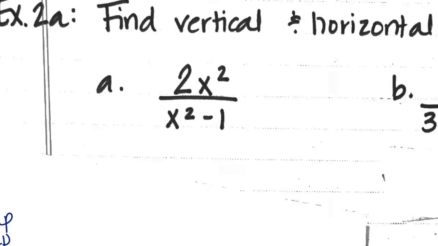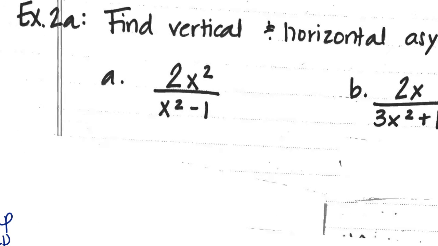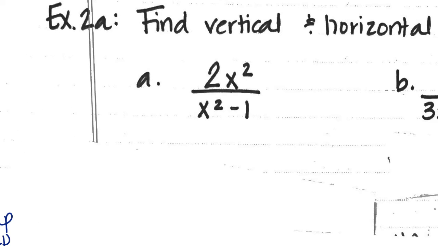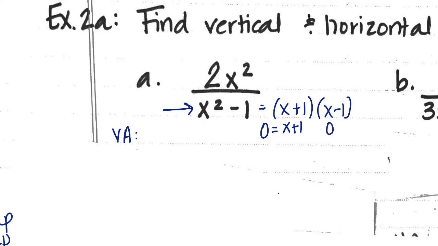So let's go ahead and find the vertical and horizontal asymptotes right here. If I have to find the vertical and horizontal asymptotes, first of all, I know the vertical asymptotes are in the denominator, and if I make that equal to 0, I know this could be factored to be x plus 1, x minus 1. If I set both of those equal to 0, notice when I solve, x is equal to negative 1 and x is equal to positive 1.